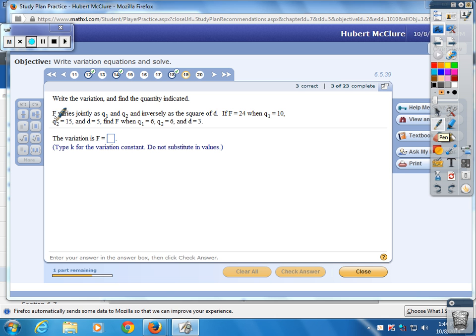Okay, F varies jointly as Q sub 1 and Q sub 2. So F varies jointly as Q sub 1 and Q sub 2. Everybody with me? That's that right there. So I'm going to take a yellow highlighter, and I'm going to highlight this, and then I'm going to highlight this right here. Everybody with me?